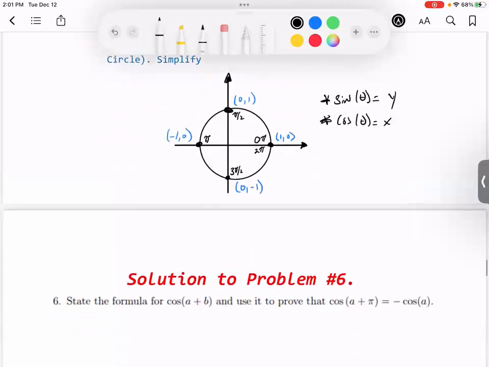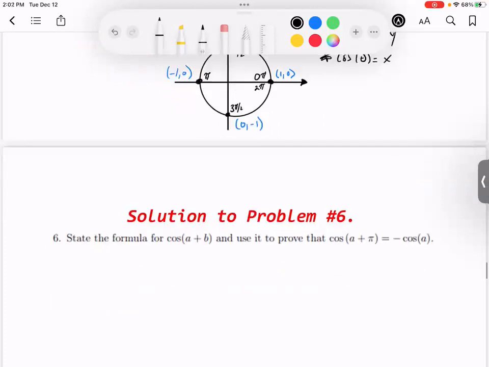For problem 6 now, it states, state the formula for cosine of A plus B and use it to prove that cosine of A plus pi is precisely negative cosine of A. So cosine of A plus B by the formula is going to be cosine of A times cosine B. But because there's addition here in the sum, you write it as a minus when you expand it. So it's minus sine of A, sine of B.